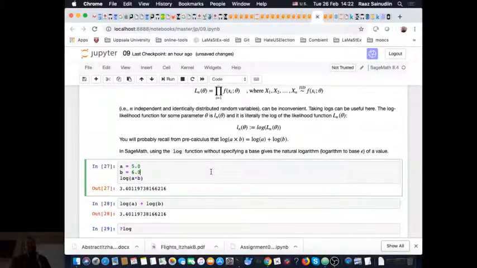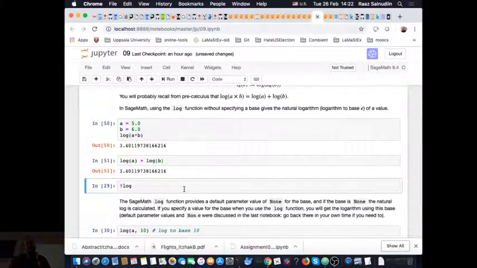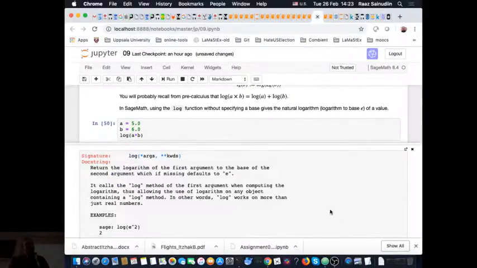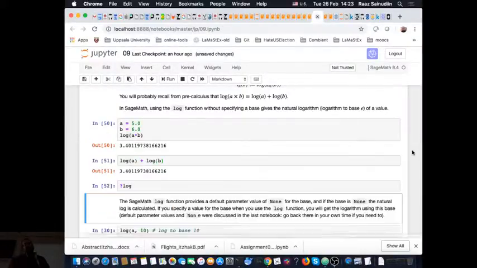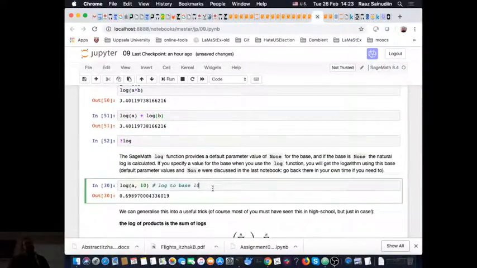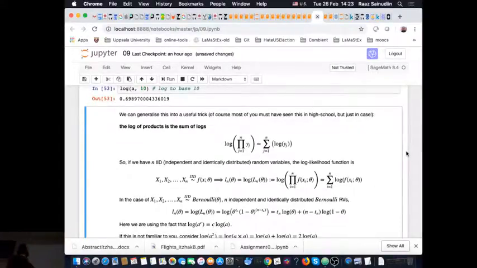So this is just a recall of logs: log of A times B is log A plus log B. In Sage, the default base is the natural base, e, so it's the natural logarithm. If you want to change the base, you have to put in another parameter. So log A base 10 is like that. Okay, so you know all about this. The log of a product is the sum of logs. This is what we will use heavily when we do calculations and computations for maximum likelihood estimators. Okay.